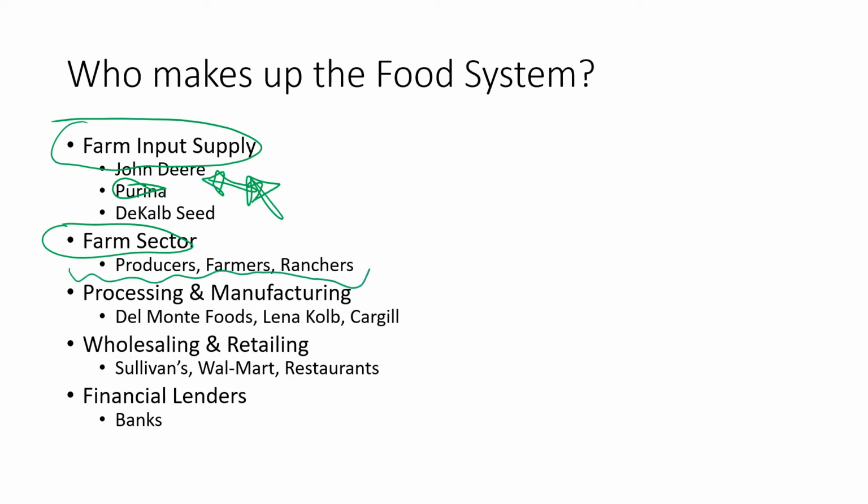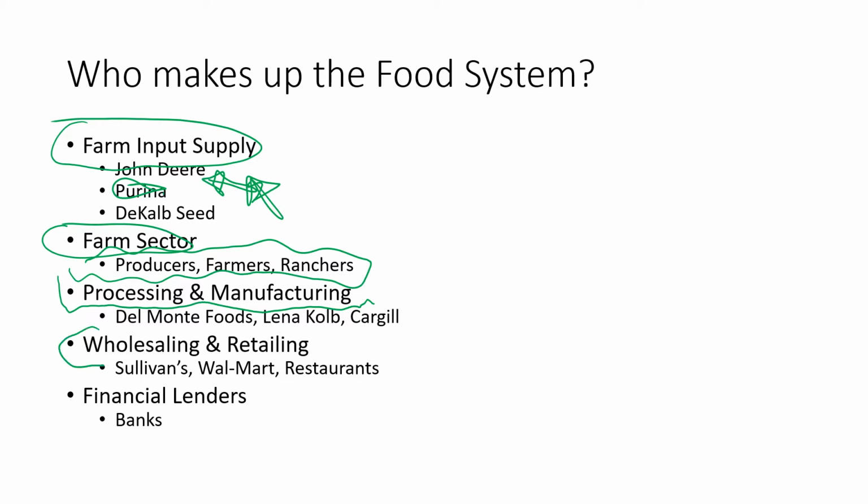Okay, then we have the actual producers, farmers and ranchers who are growing crops, raising animals, and selling their finished product. Once the food product, crops or animals are finished, they are sent off to a processing and manufacturing business. Lots and lots of those out there. A couple examples: Del Monte Foods, Koblina Cheese Company, Cargill is a grain company. Those are companies that take that raw agricultural product, whether it's meat or whether it's crops, and they process it and make it into something that is sold and put on the grocery store shelf.